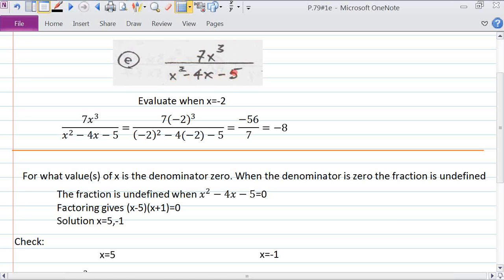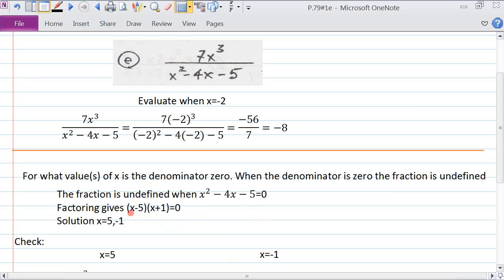So we're really asking what values of x make the denominator 0. For what values of x is the denominator 0? When the denominator is 0, the fraction is undefined. So we set the denominator to 0 right here. Factoring gives us x minus 5 times x plus 1. First times first gives me x squared. Minus 5 times plus 1 gives me -5. I have minus 5x as the inner and plus x as the outer, and that sums to -4x, so that's correct.